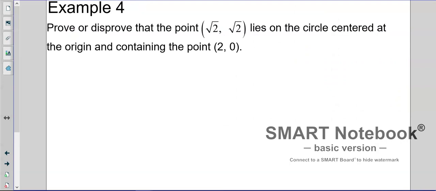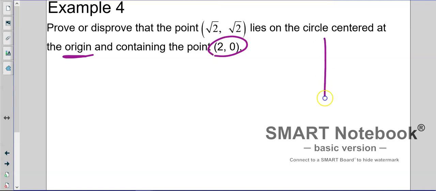All right, example 4. Prove or disprove that the point square root of 2 lies on the circle centered at 2, 0. Okay, so let me read that correctly. Lies on the circle centered at the origin containing the point 2, 0.